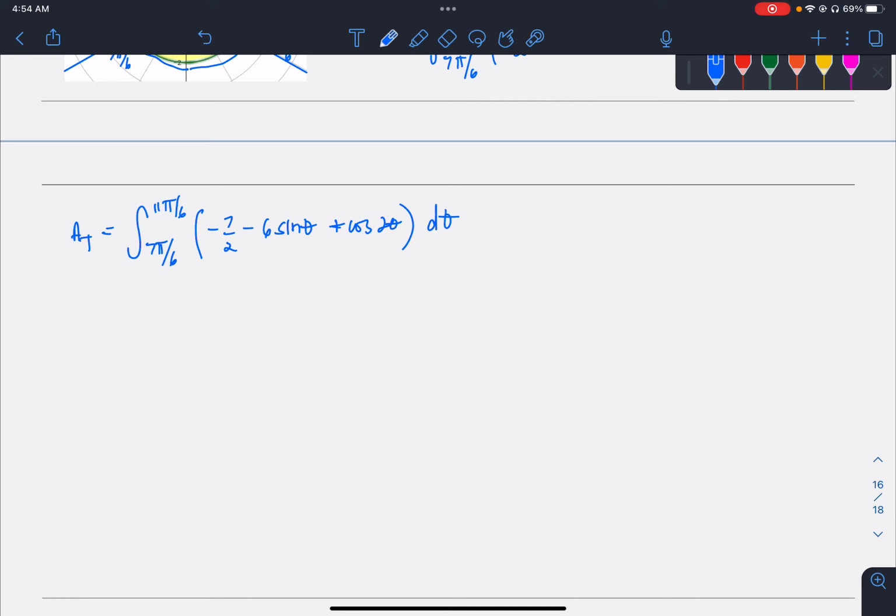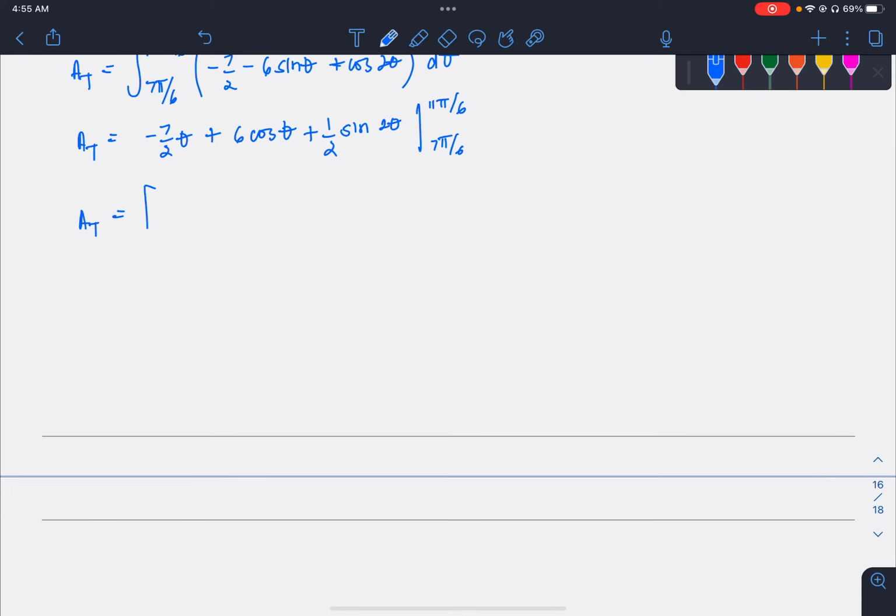Okay, so we integrate then. So we'll have negative 7 over 2 theta. And then integral of sine is negative cosine. And then we have negative 6. So that makes it positive 6 cosine theta. And then cosine, integral of cosine is positive sine. So which is sine 2 theta. But then neutralizing factor of 1/2. Evaluate it from 7 pi all over 6 to 11 pi all over 6.